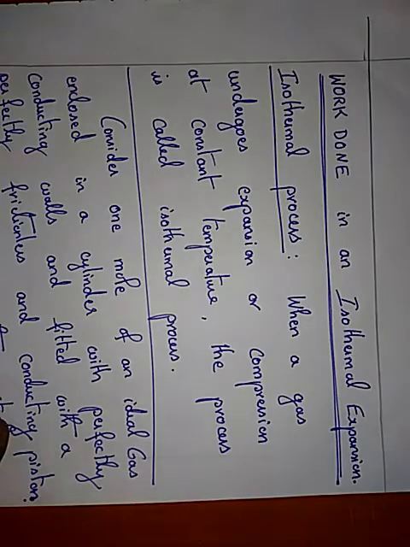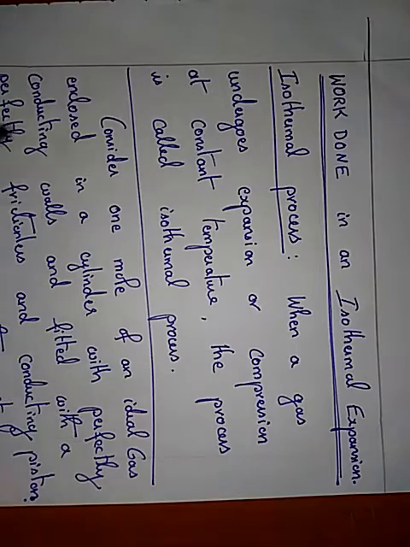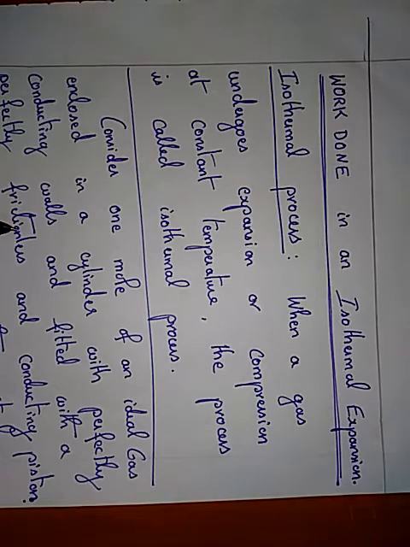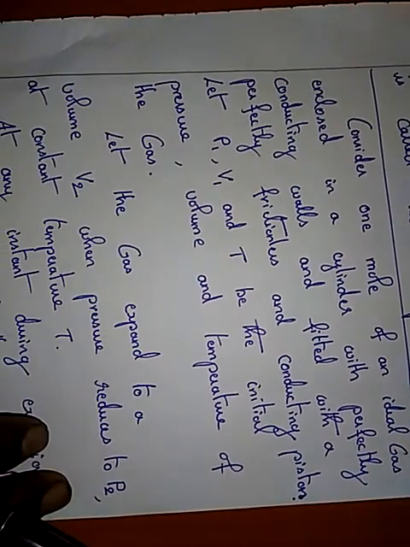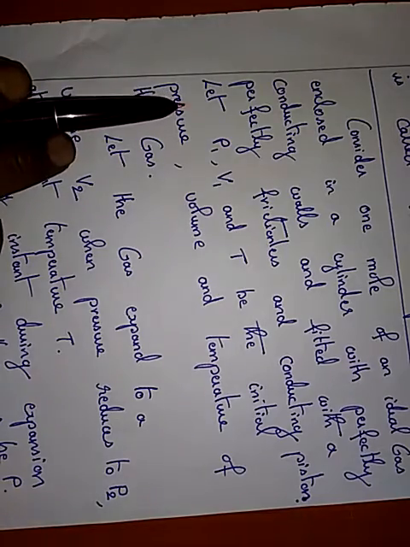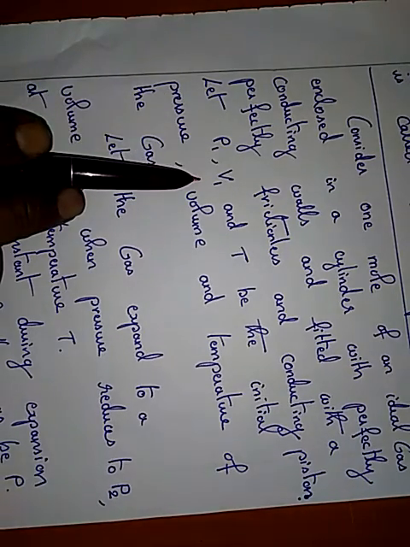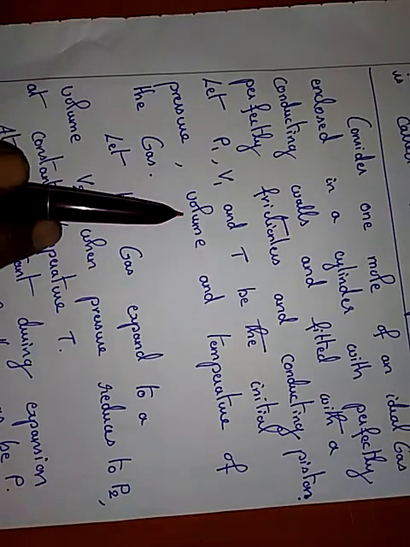process. Okay. Consider 1 mole of an ideal gas enclosed in a cylinder with perfectly conducting walls and fitted with a perfectly frictionless and conducting piston. Let P1, V1 and T be the initial pressure, initial volume.